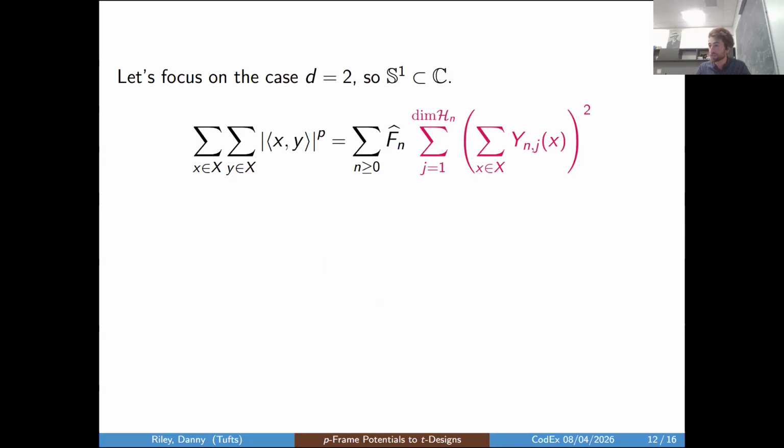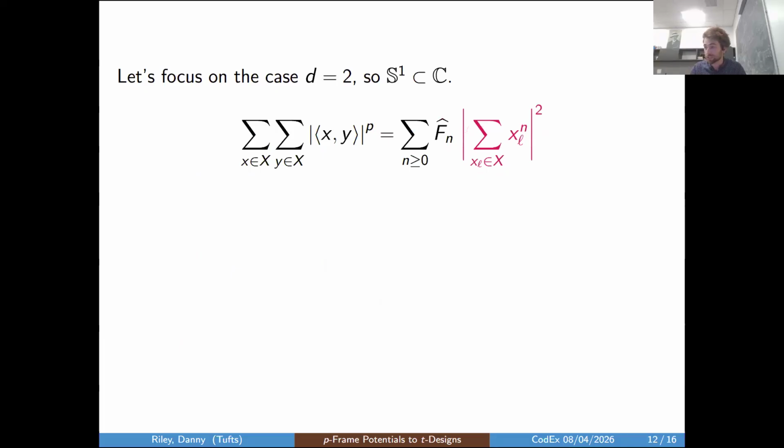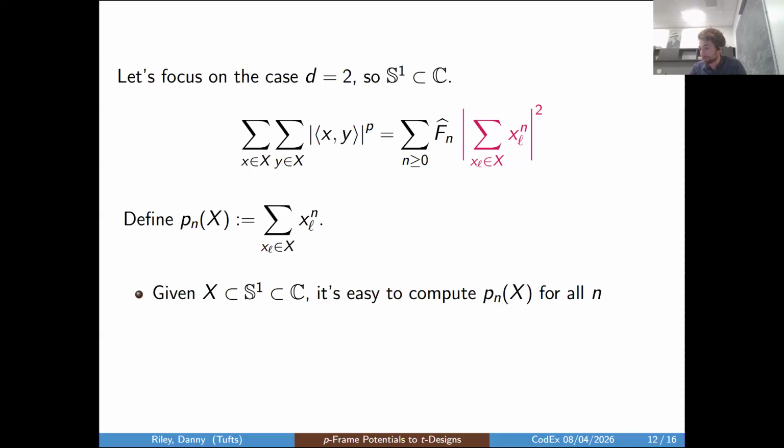Now, things simplify because we're in dimension d equals 2. So the dimension of the spherical harmonics is such that there's only one j that satisfies this. It's the Fourier expansion. In other words, I'm just taking the nth power of the points in my configuration x, and I'm summing them up. I'm going to call this the nth power sum for my configuration x. And it's relatively easy to compute, once I have a configuration x, what my nth power sum is. I have an explicit formula for it.